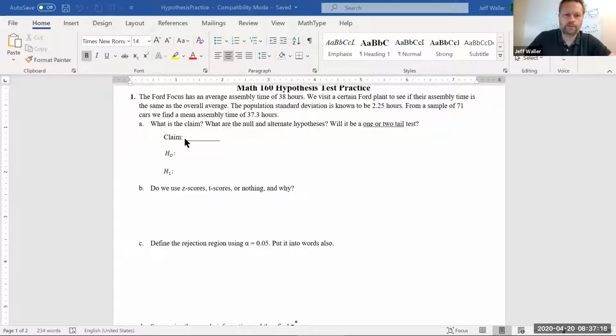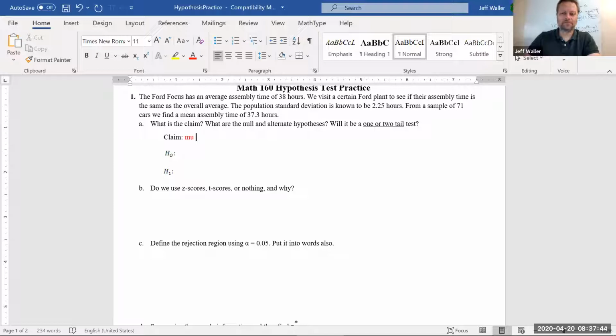So you have a claim about their mean. It's a Word document, so I can actually type. I'm just going to write the word mean. We know it's mu. Let me write mu. There we go. Mu, what?